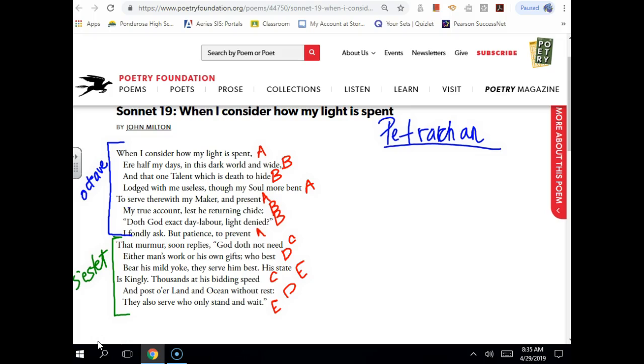Now where's the volta, the change? Did you guys catch that? This is really difficult language because it's written in like 1400 or something like that. No, I think it's like 1600.